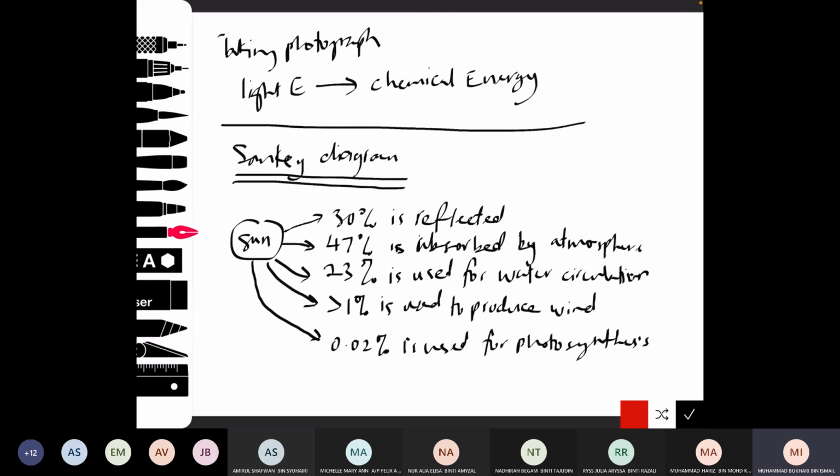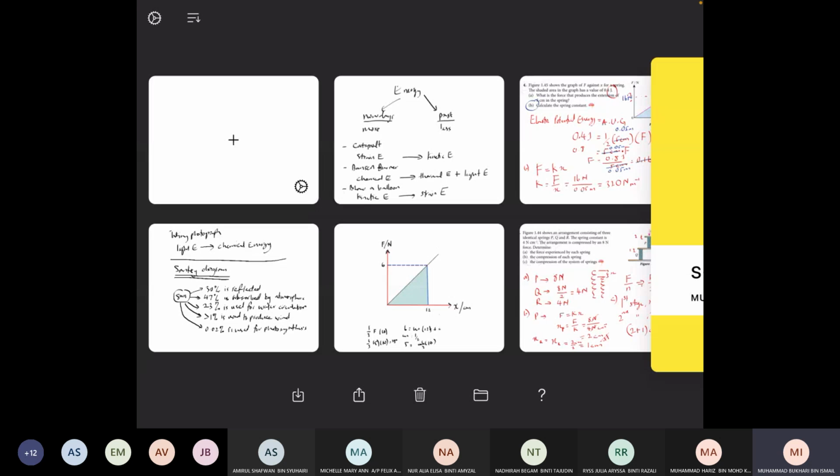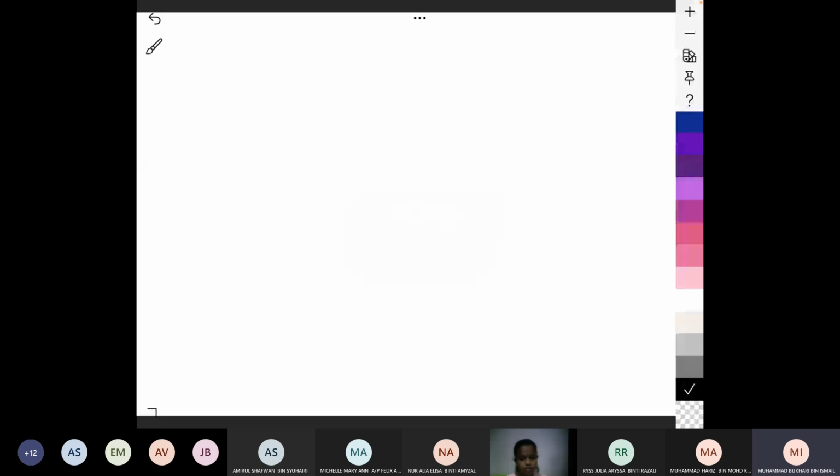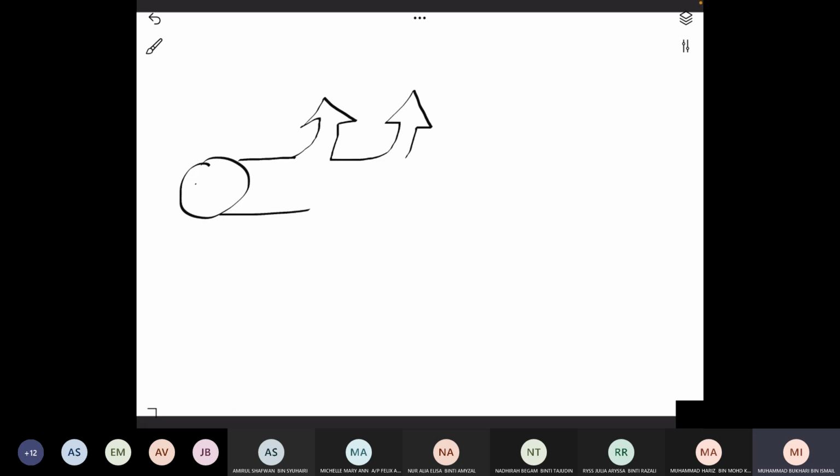represent it by a Sankey diagram. Okay, so a Sankey diagram is like this. Let's say this is the sun, energy from the sun. Okay, hold on. This is the sun, energy from the sun. And then you can split it into a few arrows like this.